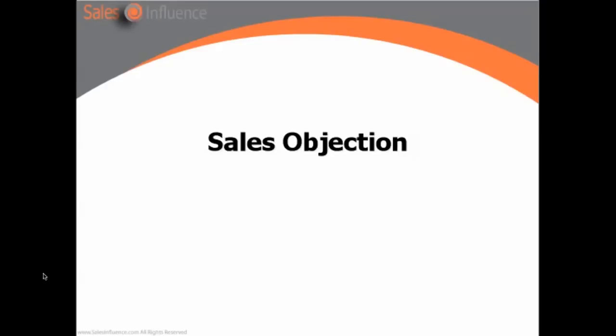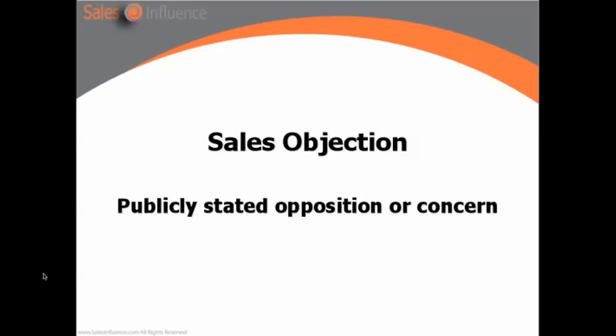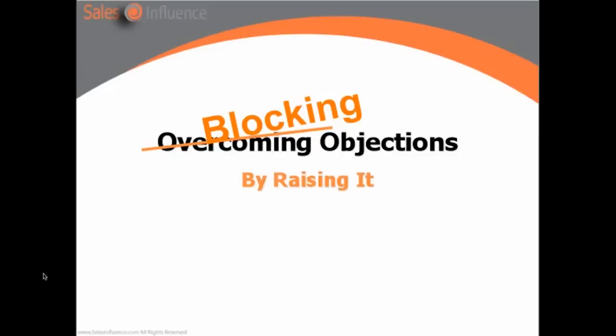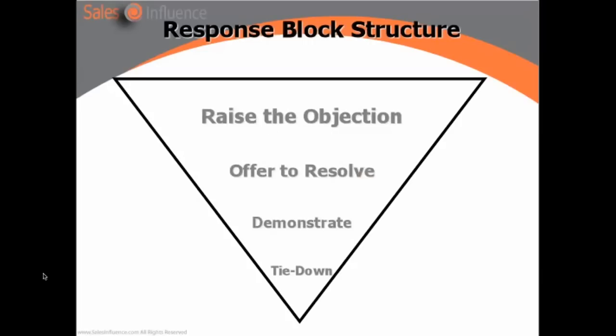Now remember, a sales objection is a what? Publicly stated opposition or concern. And one of the things we don't want people to do is to make verbal objections, right? So we don't want to overcome objections. We want to block the objections. And how do we block the objections? We do that by raising it. And remember, this is the response block structure. Raise the objection, offer to resolve it, demonstrate, then tie it down. And also recall, we're not tying down the sale, we're tying down the objection.